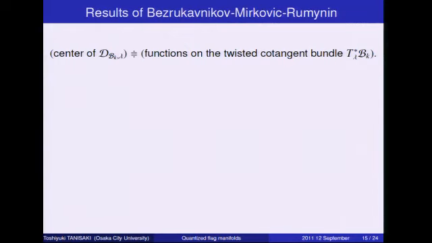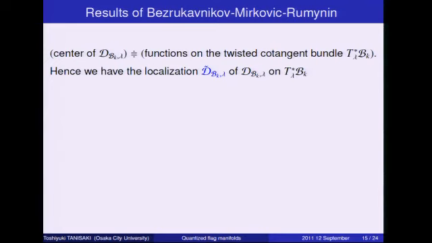And so we can consider the localization of this ring on this twisted cotangent bundle. So D tilde is a sheaf of O algebras on the twisted cotangent bundle. And then we have an equivalence of the category of quasi-coherent D modules and the category of quasi-coherent D tilde modules. So we can consider just D tilde modules in this picture.